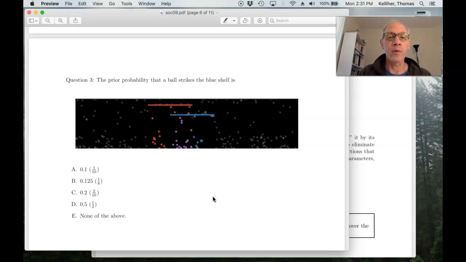What's the prior probability that a ball strikes the blue shelf? Don't forget that the balls that strike the red shelf fall through. I'll pause. Okay, so for the same reason as the previous question, the answer is C, 2/10, because we're considering for our denominator all 100 balls. In the numerator, the 20 of those balls that strike the blue shelf.